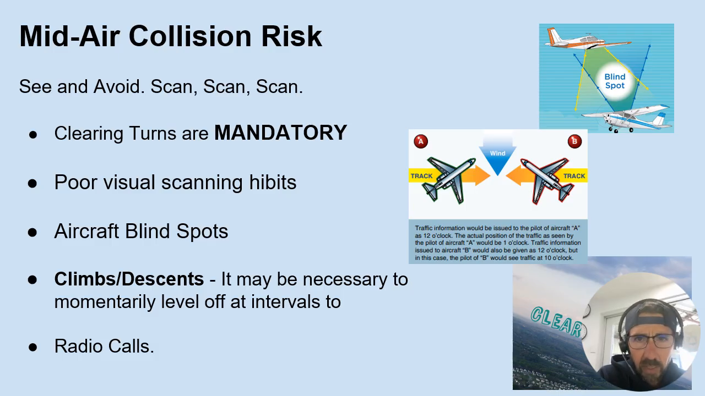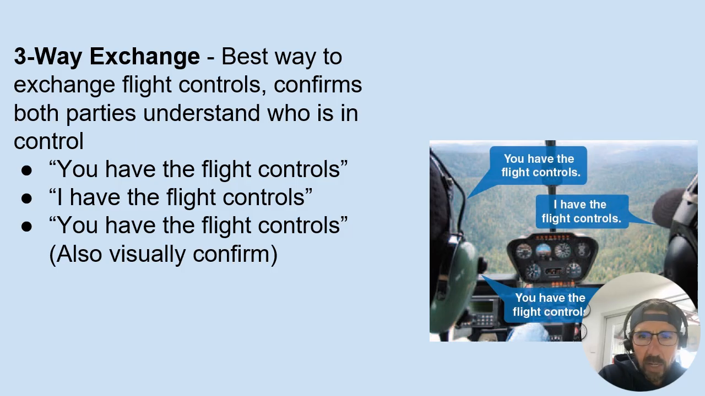Climbs and descents, go ahead and take a moment to come down a little bit, push the nose down and look around. If you're on a crosswind and you're turning base, make sure you level your wings. Look at the 45 and the downwind to see if there's any other aircraft, and then make sure you're using good radio calls and use all of those radios appropriately. And then three-way exchange, making sure you're providing that three-way exchange really nice.